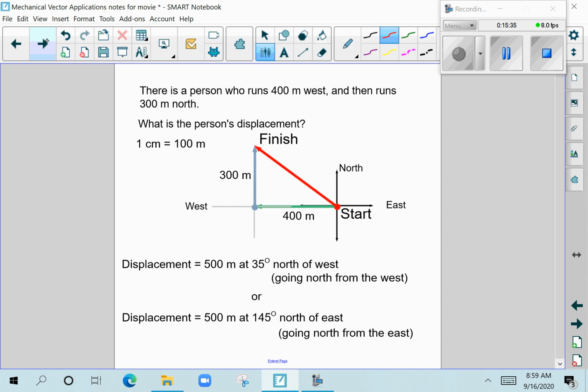And please notice I'm using the word or. I don't have to give both of these answers. I can give only one. I give the one that makes the most amount of sense to me. So I can say it's 500 meters at 35 degrees north of east, or going north from the east, or 500 meters at 45 degrees north of west, which means going north from, 500 meters at 140 degrees north of east, which means I'm going 145 degrees going north from the east.